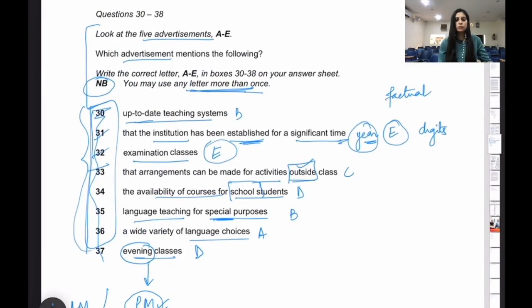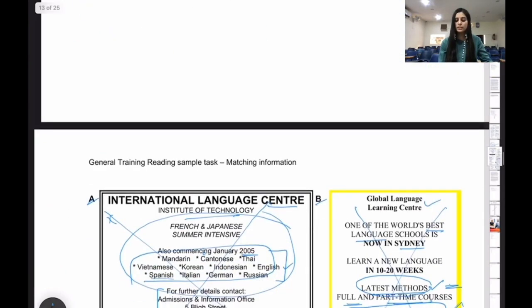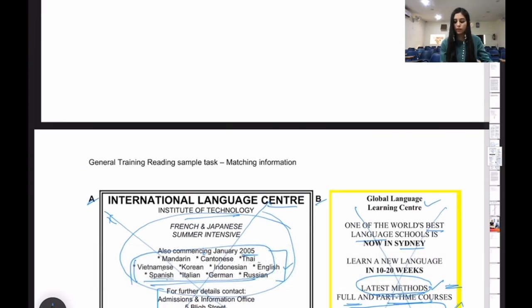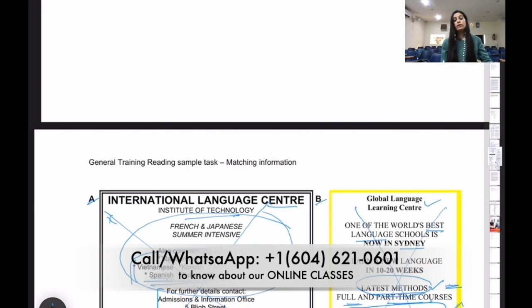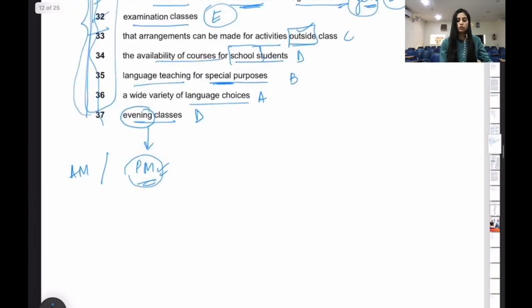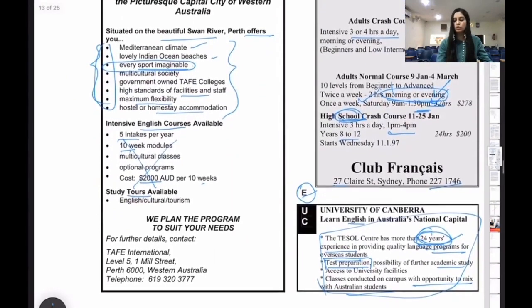Then the last two are left here. A wide variety of language choices. This was pretty simple. You can see here very clearly that almost 10, 1 2 3 4 5 6 7 8 9 10 11 languages are being taught by the International Language Center. And evening classes, as I've already mentioned, you have to look out for the words PM. Evening as it is can also be used just like in this case.